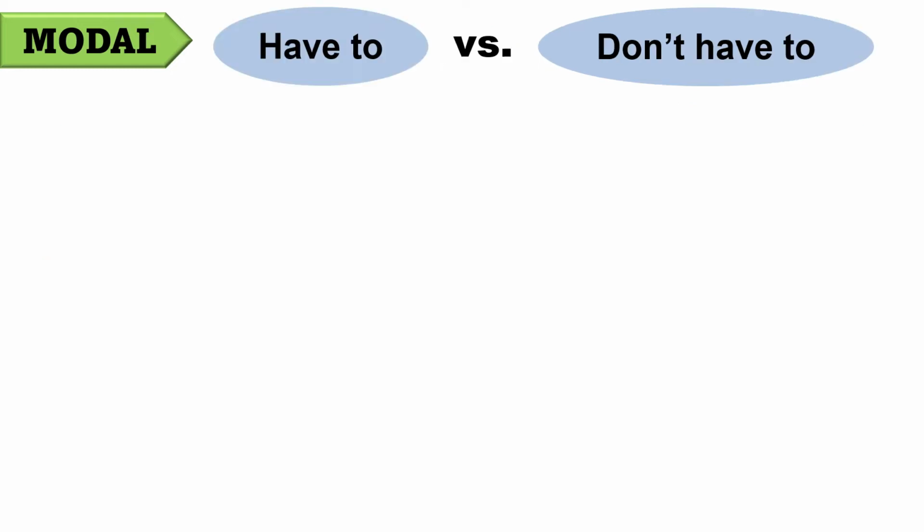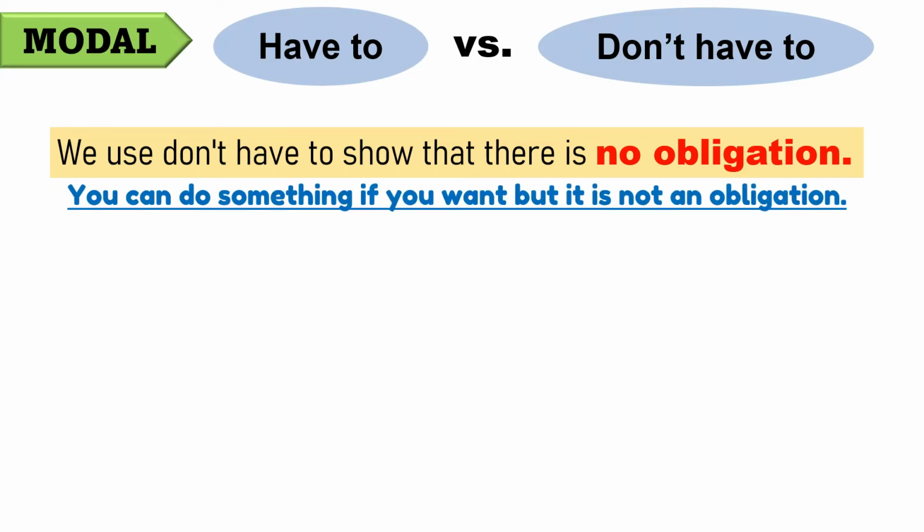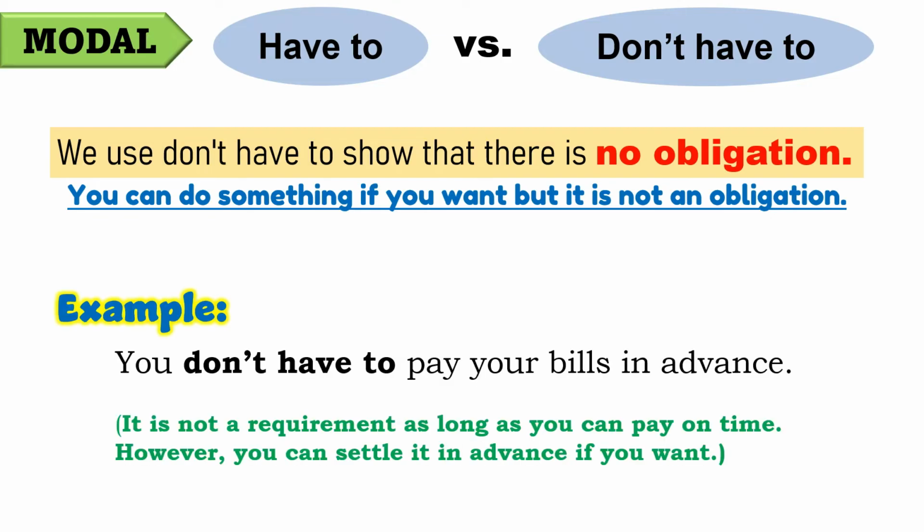On the contrary, we use don't have to to show that there is no obligation. You can do something if you want, but it is not an obligation. Example: you don't have to pay your bills in advance. It is not a requirement as long as you can pay on time. However, you can settle it in advance if you want.